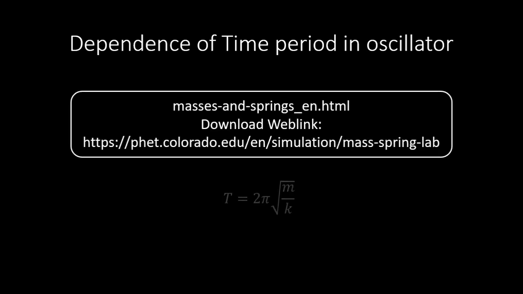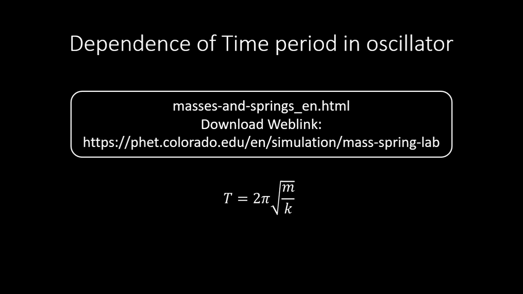Now we will understand the dependence of time period in a mass spring oscillator. We know that in case of a mass spring oscillator, the time period T depends on the dead mass loaded at the end of the spring and the spring constant k. At first we define what is called time period. Time period is the amount of time required by an object having simple harmonic motion to complete one oscillation.